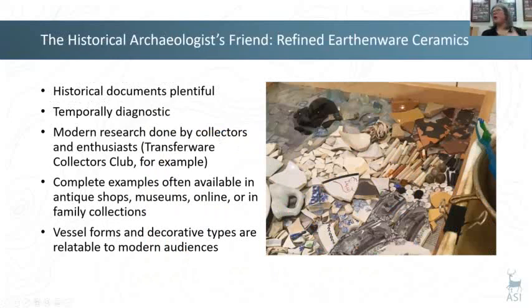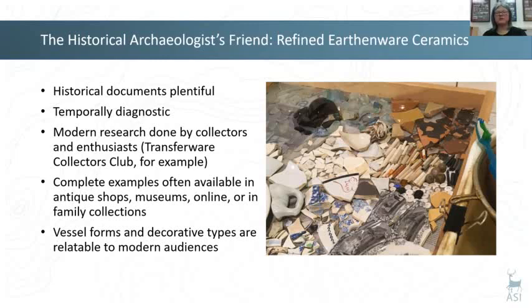Historical archaeologists love refined white or refined ceramics because they're so highly datable. The historical documents are plentiful. These are products of the Industrial Revolution. We have companies like Spode and Davenport, some of which still exist today, that documented their recipes and their decorative types. We can go back to those documents and see. They're temporally diagnostic, like I said.